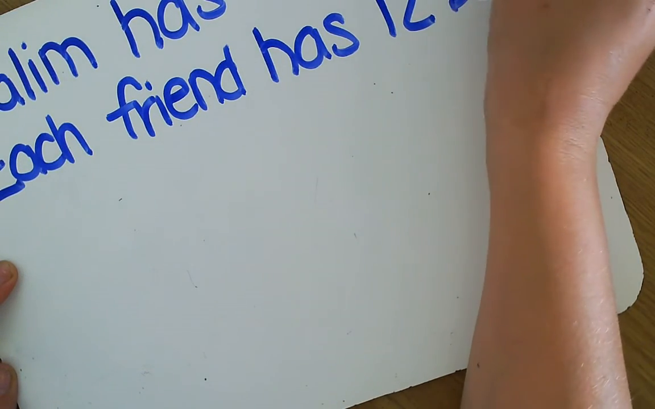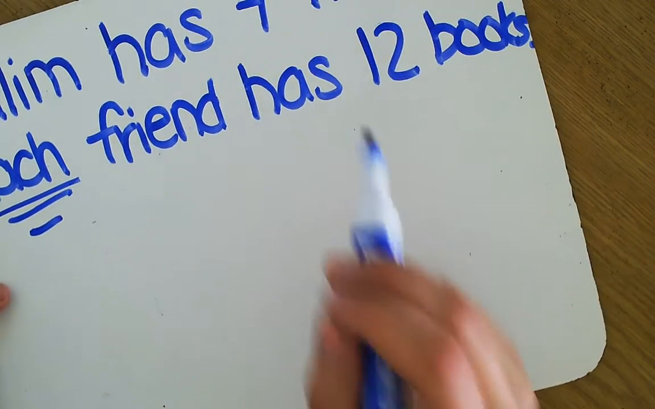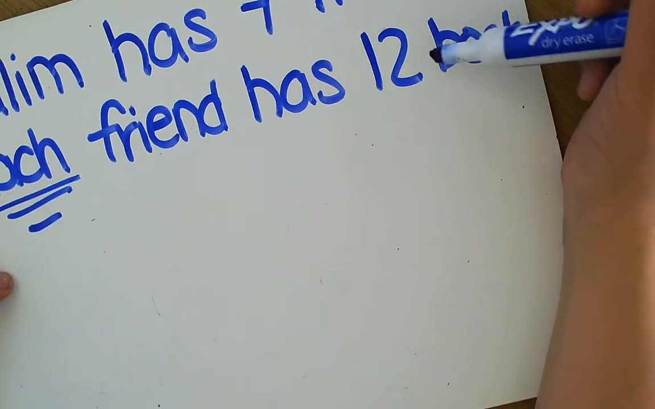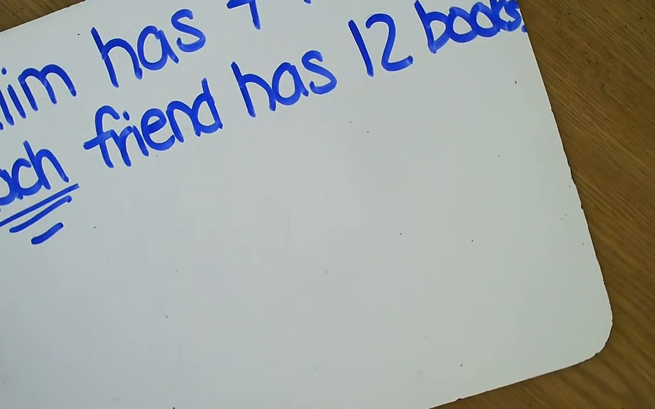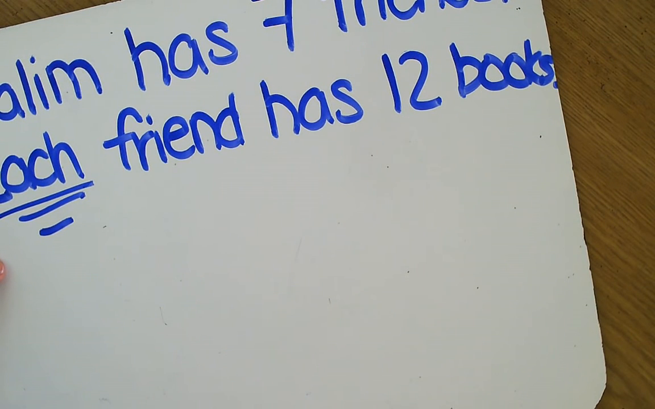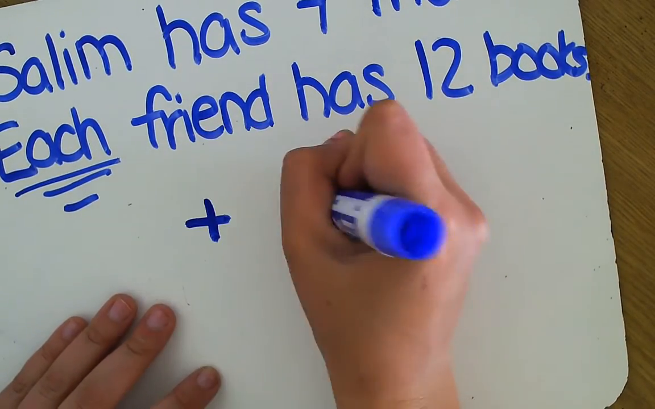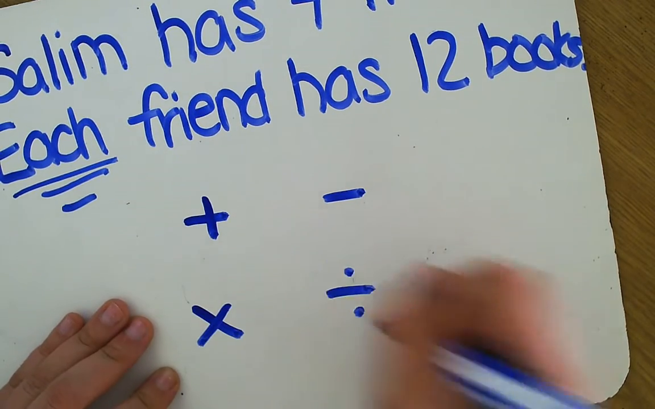Okay, so the word each means something important. Okay, so it doesn't mean that all of his friends combined have 12 books. It means each of those friends have 12 books. Okay, so we could write an equation to represent this problem. So the word each here clues us in to what we need to do. So we know in math we have 4 basic operations. We can add, we can subtract, we can multiply, and we can divide.